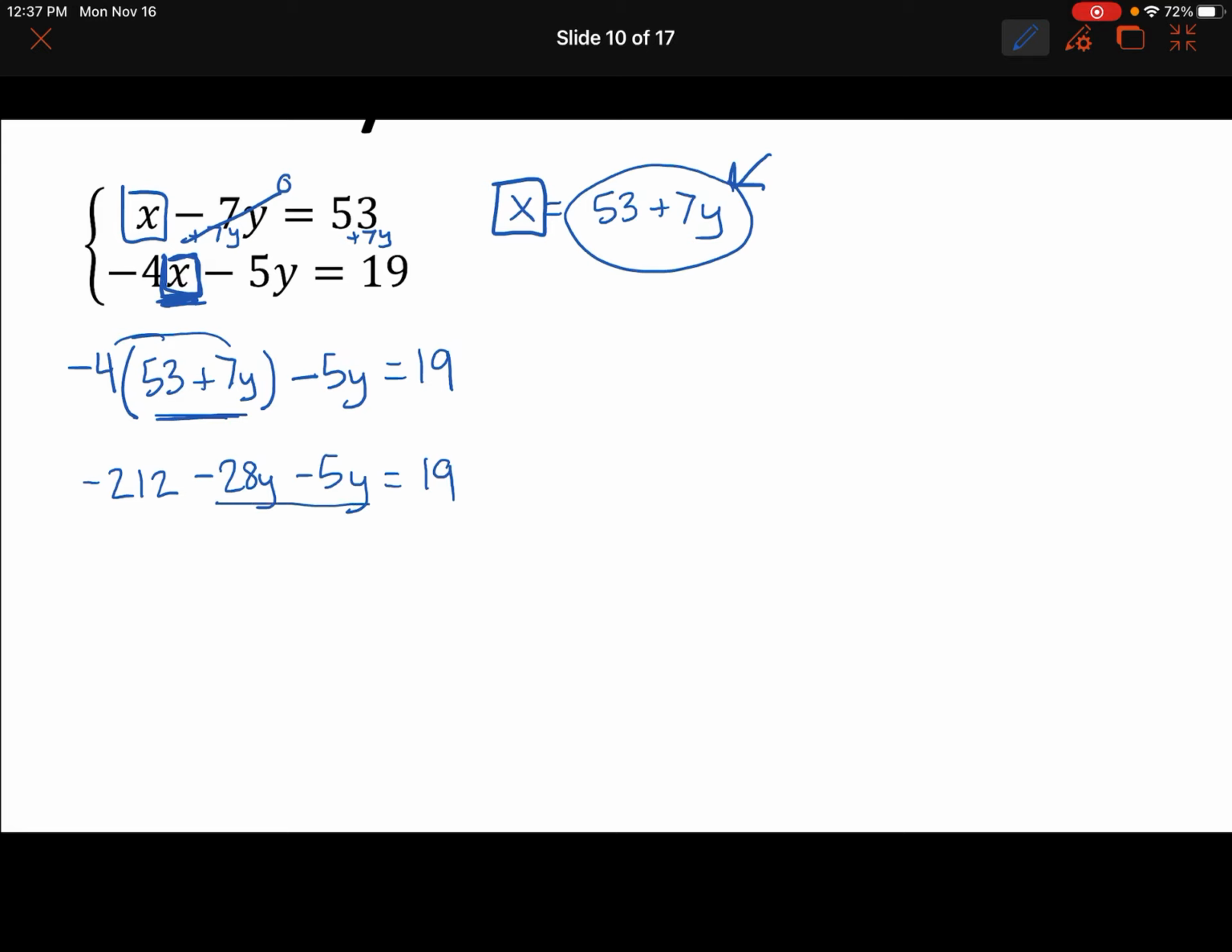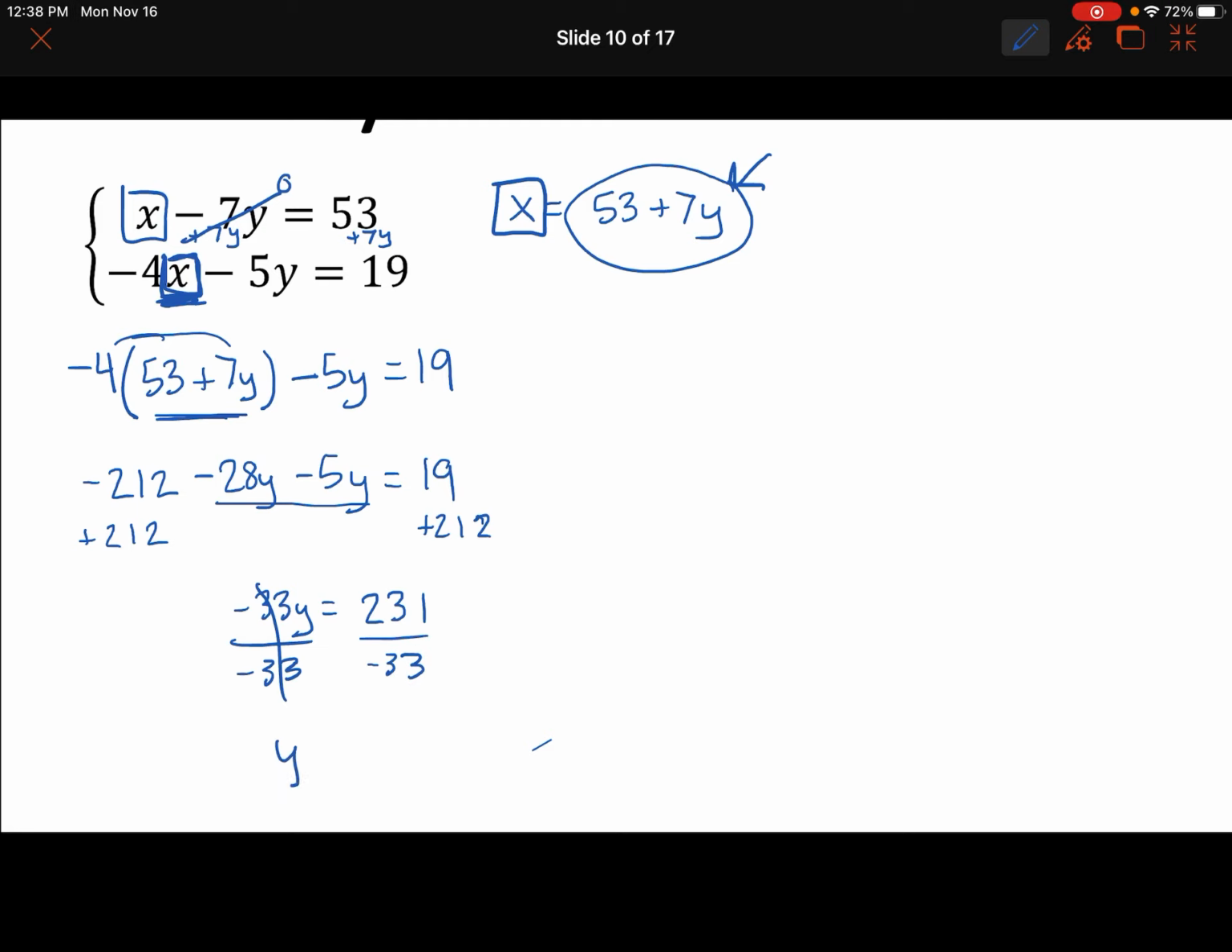So I can combine these two like terms, but at the same time, I'm going to be moving this over so I can combine it with its like term on the other side. So combining those, I get -33y equals 231. And hopefully this is going to be divisible. And it is. Perfect. So divide by -33.